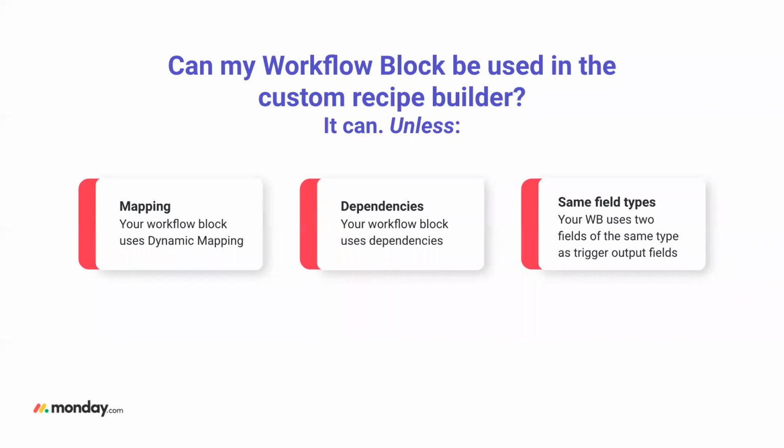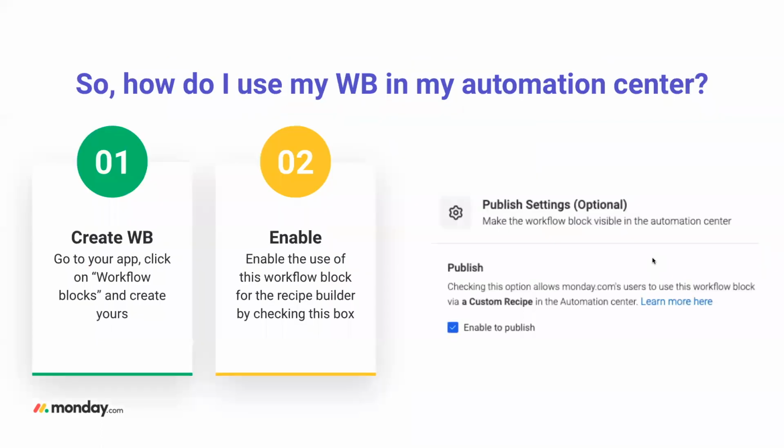Yes, it can, unless you are using dynamic mapping, unless you have dependencies, or unless you have two fields of the same type as the trigger output fields. So most of the workflow blocks, I'm guessing, will work. The only ones that won't work are the ones that use mapping dependencies or two fields of the same type as trigger output fields. So that's amazing, but how do we use it?